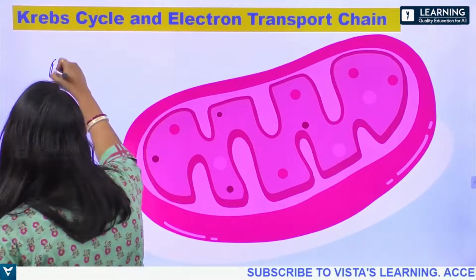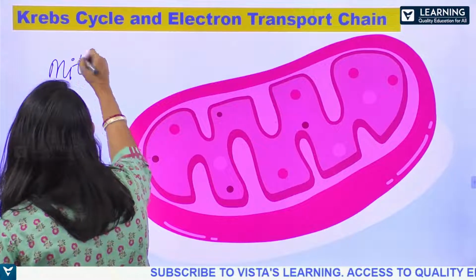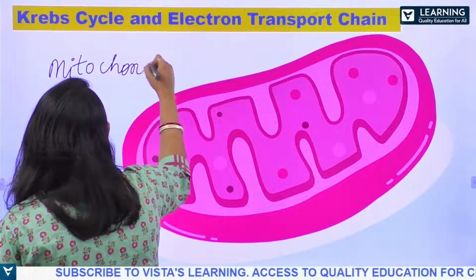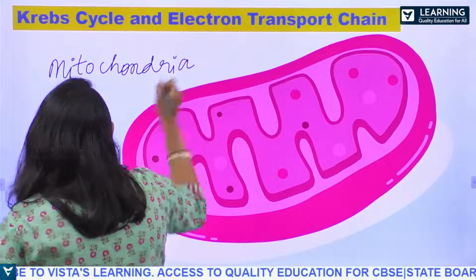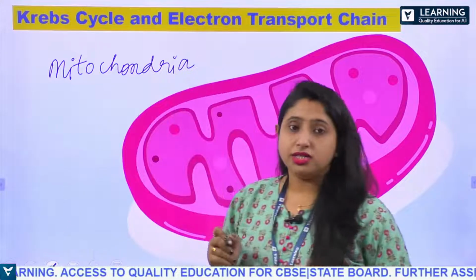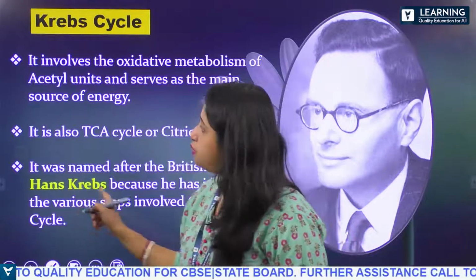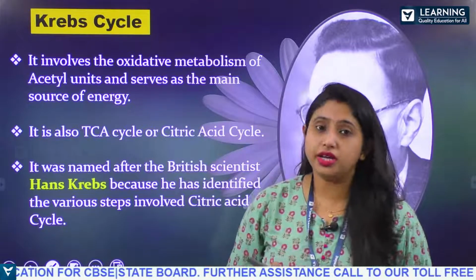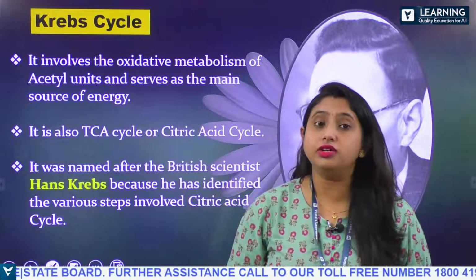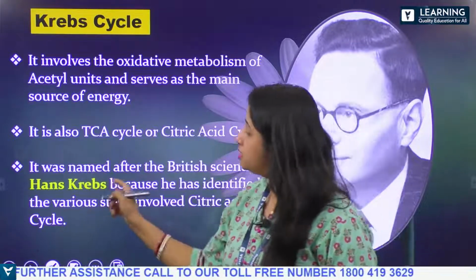As you know, the Krebs cycle takes place in the mitochondria of the cell. Now, this Krebs cycle was discovered by Hans Krebs. That is how the name Krebs cycle came, because it was discovered by Hans Krebs.